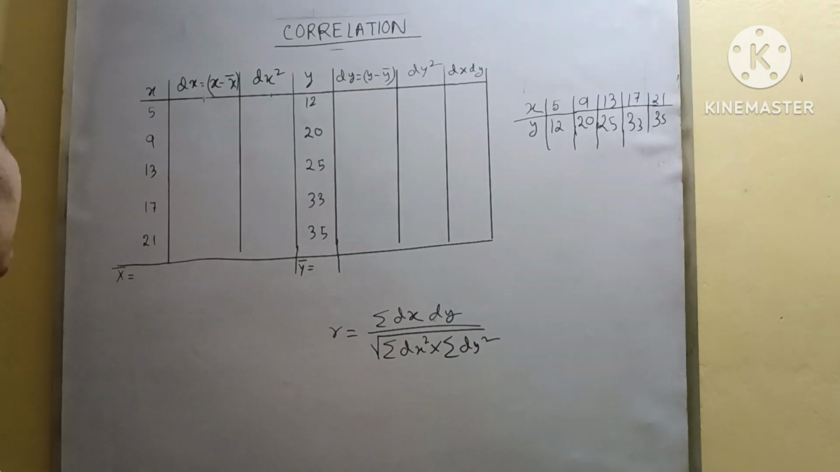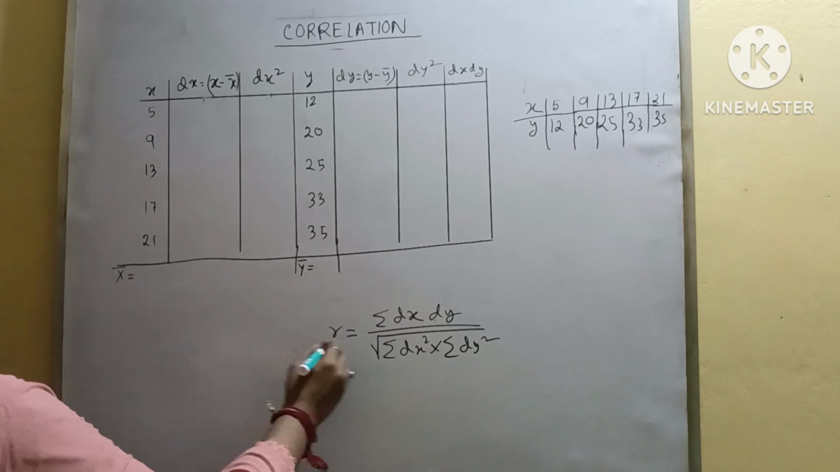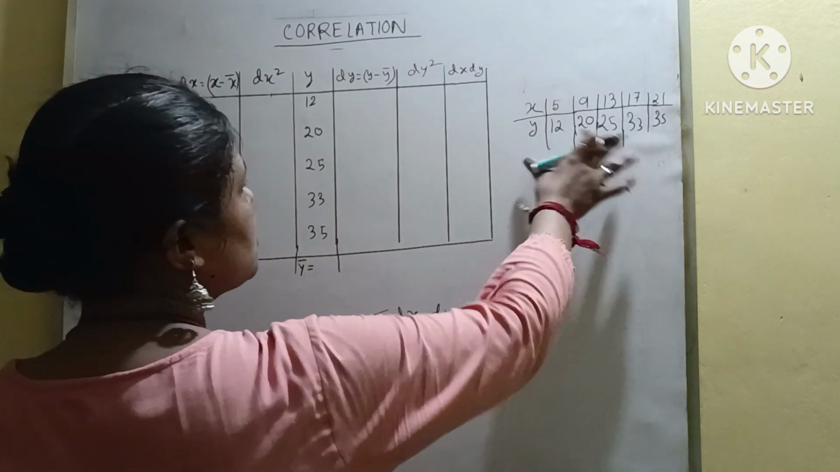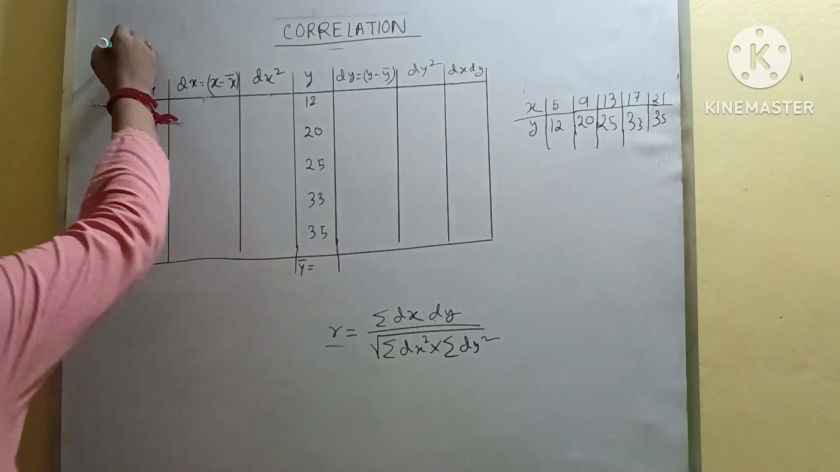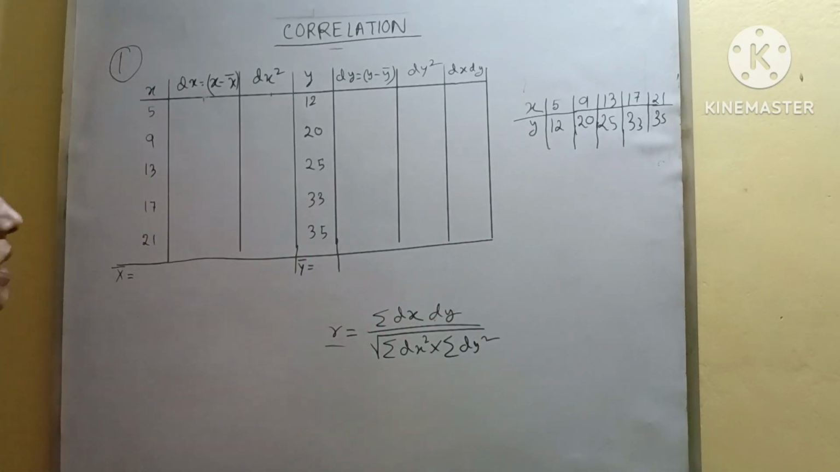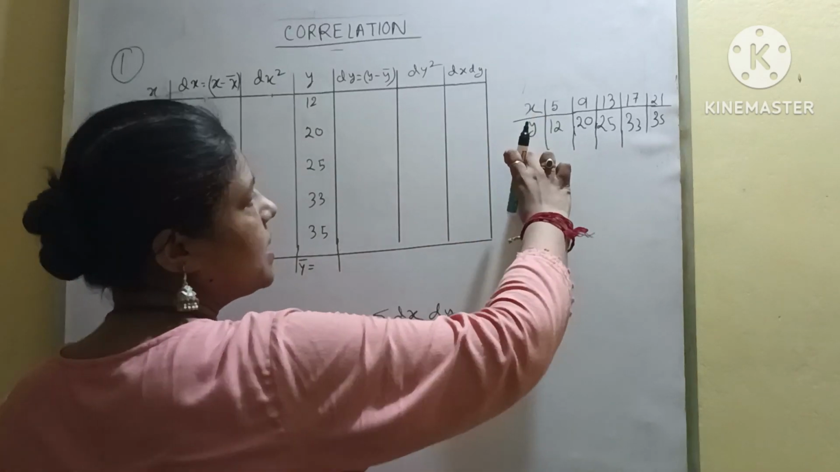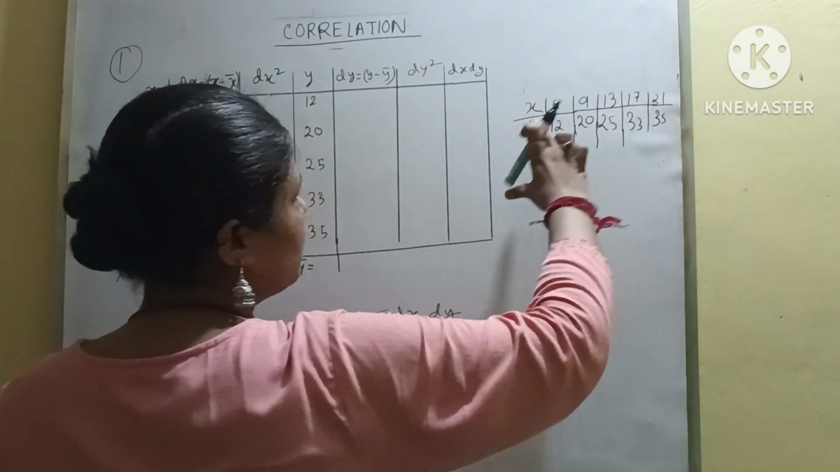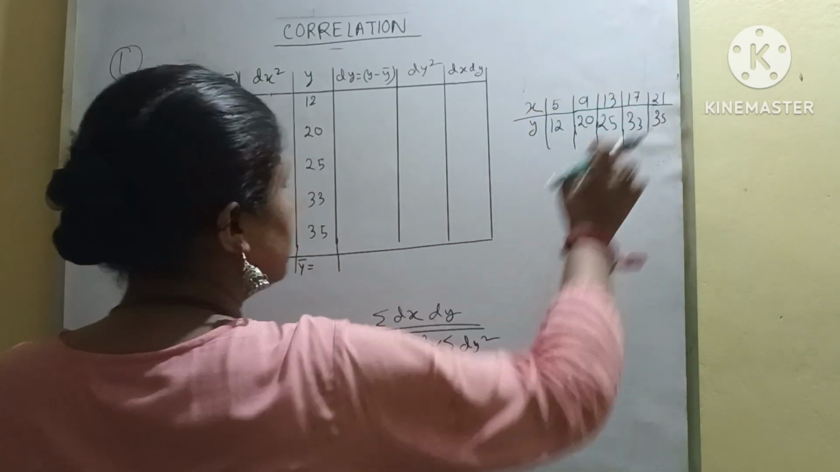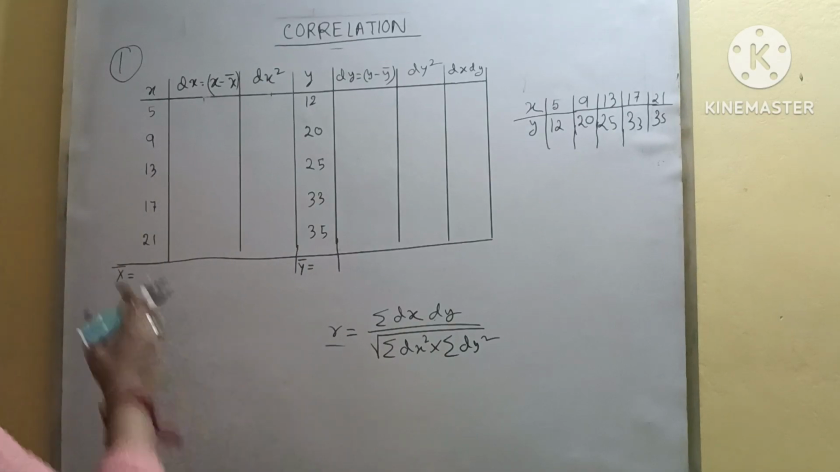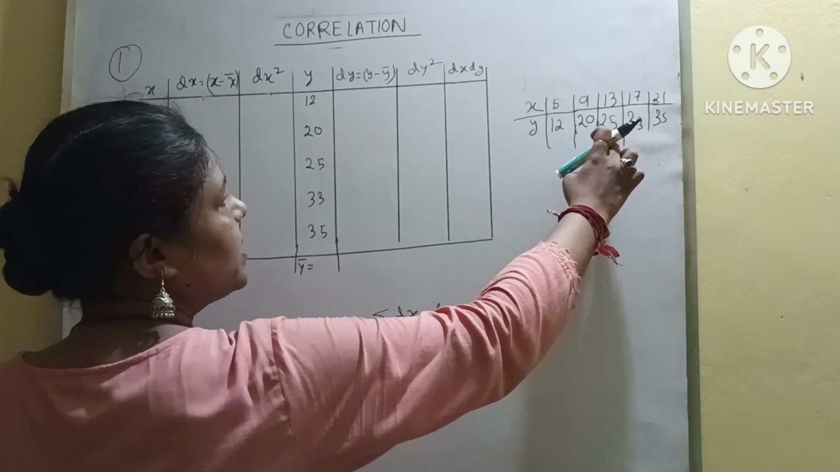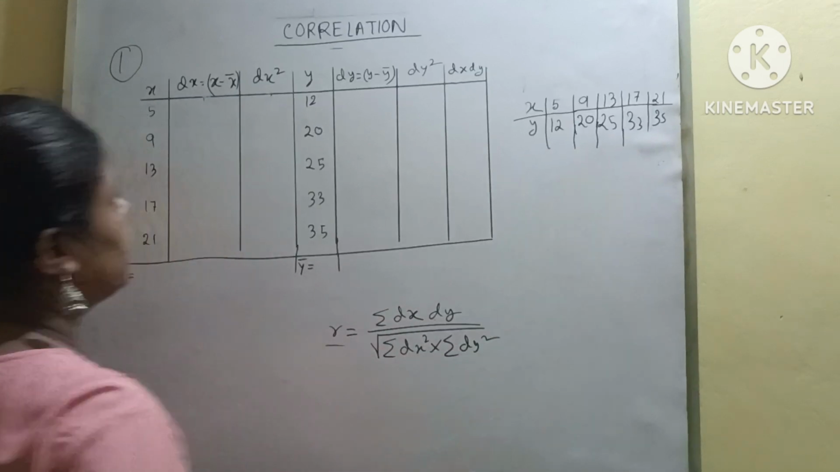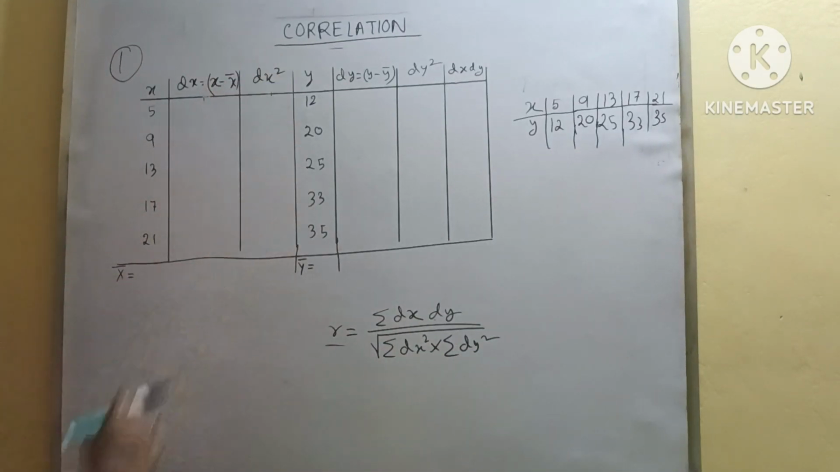Okay, so now we calculate the correlation, that is the r value. Here is the problem. Suppose x is a variable, y is a variable, and this is example number 1. These are the values of x: 5, 9, 13, 17 and 21, and the y values are 12, 20, 25, 33 and 35, and I have already written them here.